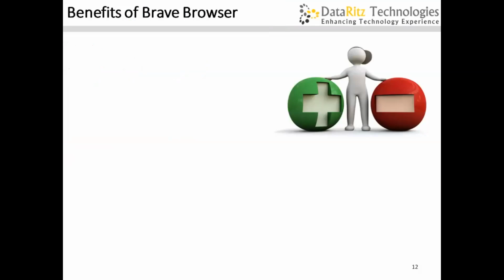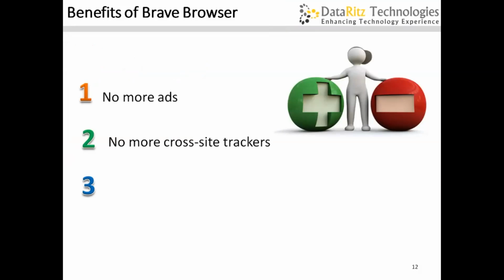One more important thing is the benefit of using this web browser. First thing is no more ads, no more cross-site trackers. You may have heard about what cross-site trackers are. When you are searching for something in your web browser, it gets recorded by the websites as part of cookies, and other websites take those cookies and use your information for the purpose of advertising. The term is called cross-site trackers. If you use the Brave browser, the blockchain web browser, then there's no cross-site tracking.